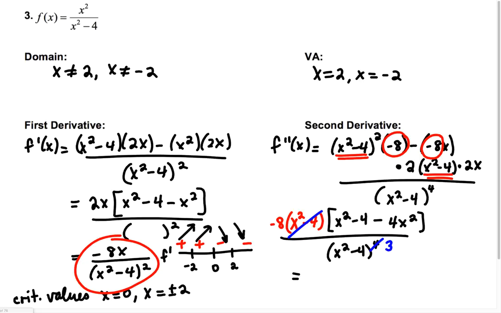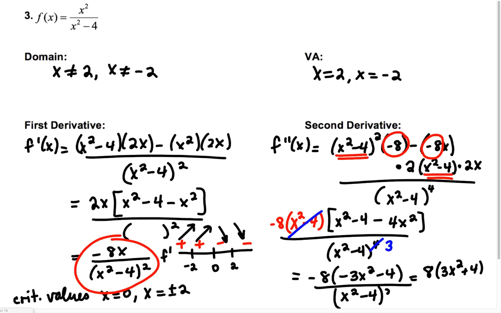So we end up having negative 8 times negative 3x squared minus 4 all over x squared minus 4. So you could pull out the negative even, and you could have positive 8 times 3x squared plus 4. Sorry, there's a 3 there. Over x squared minus 4 cubed.